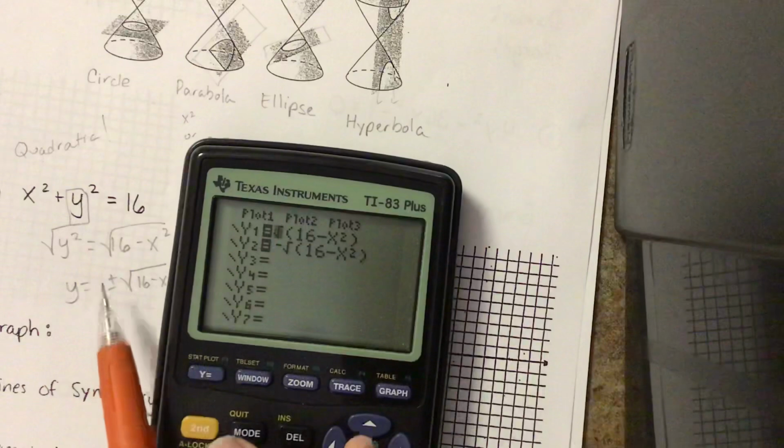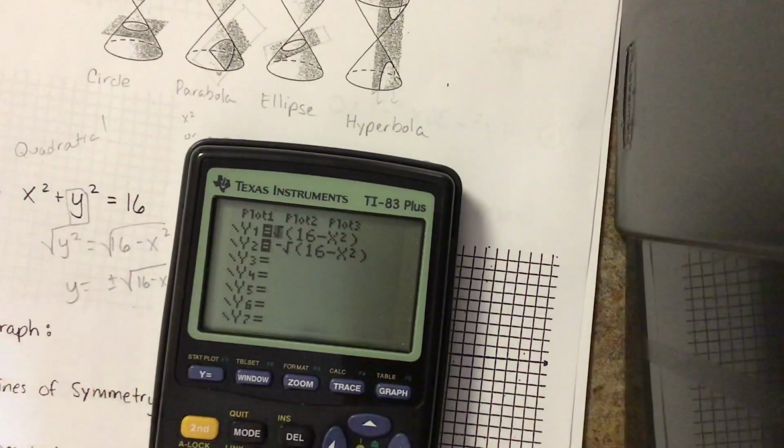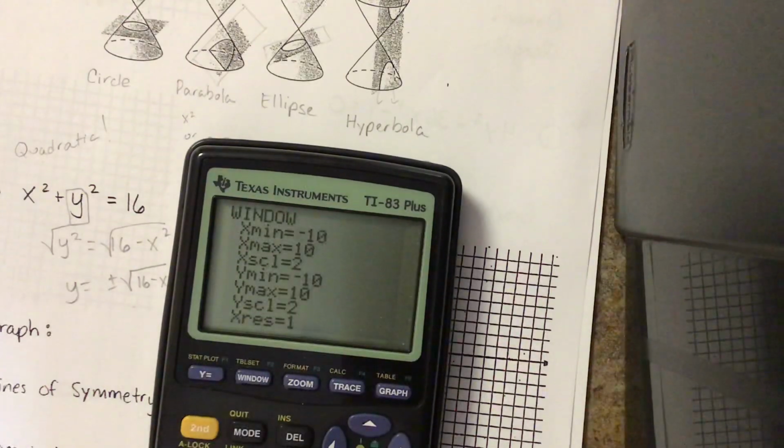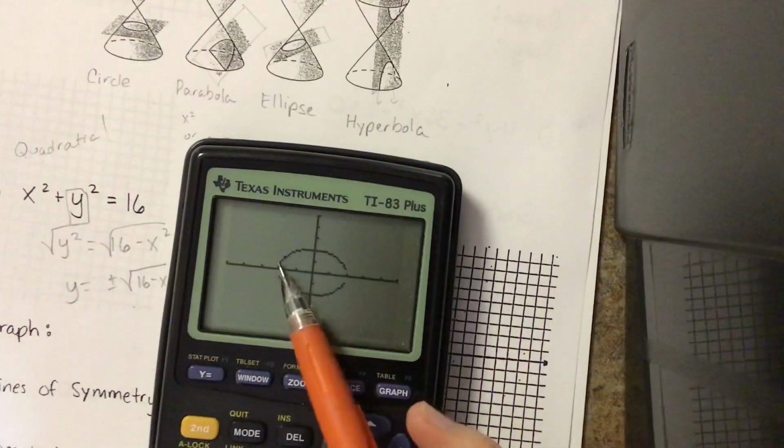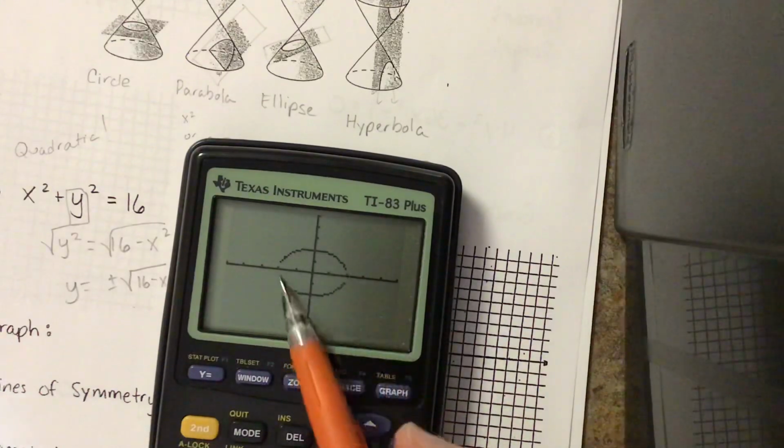There is no positive negative button on your calculator. All right? Then I don't know what your window is. Mine's typical, negative 10 to 10. And I hit graph. The positive part is the top part of the circle. The negative part's the bottom part.